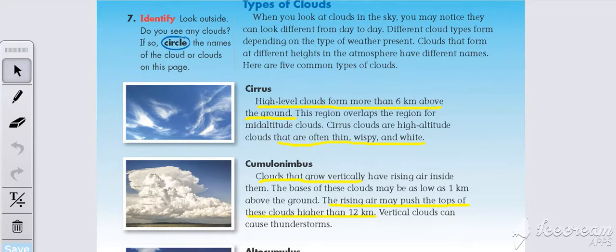The second type that we have is cumulonimbus. These clouds grow vertically. It means from the below surface of the earth to the highest sky. By the way, the rising air is the cause of this shape. When the air rises inside these clouds, it makes this vertical shape. By the way, the air can push these clouds above 12 kilometers over the Earth's surface. And by the way, they can cause thunderstorms.